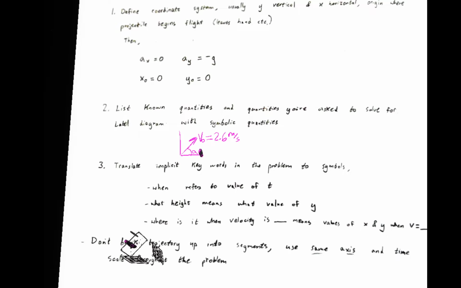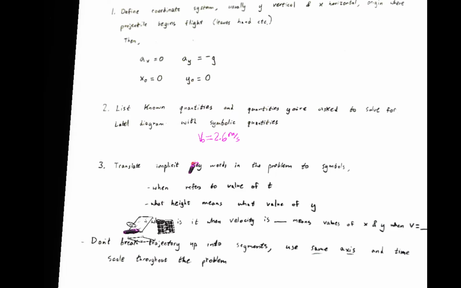And the angle is perhaps unknown. Then you just leave it as alpha naught, right? If they don't give you the angle. But they would have to give you something else. They might give you Vx naught and Vy naught, and then you can find the angle and whatnot.